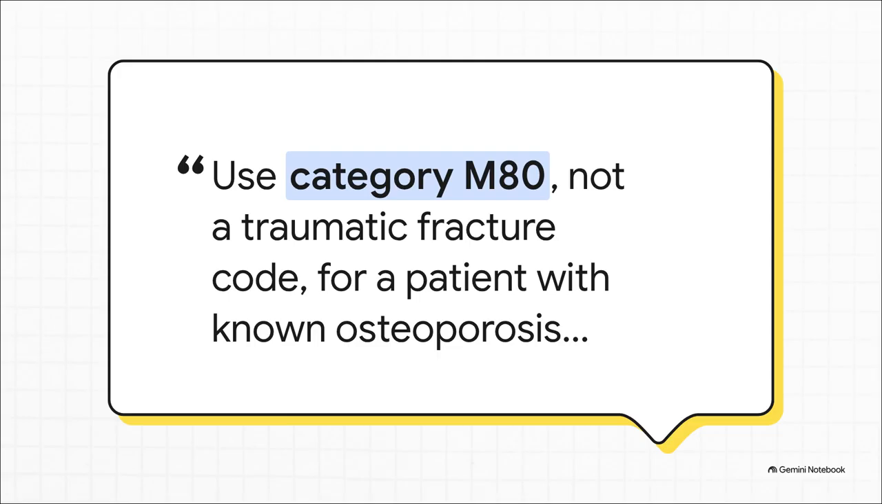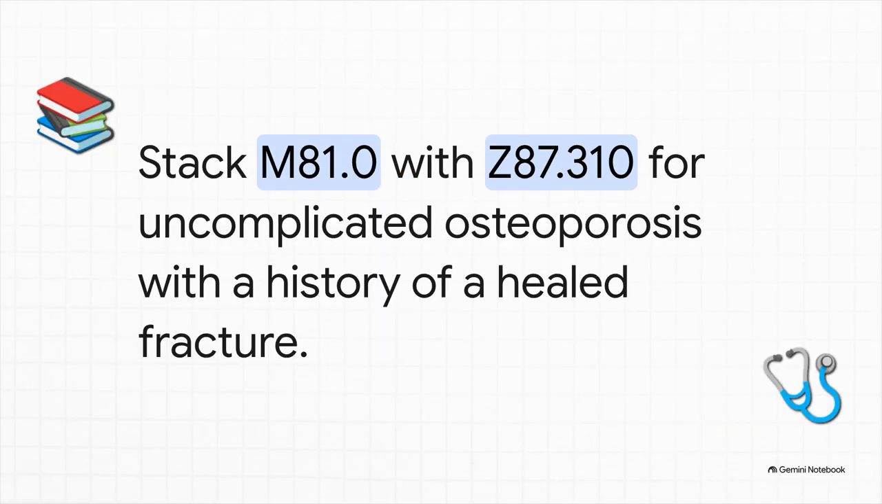Don't go looking for a trauma code. Don't try to blend the two together. The M80 category captures the exact nature of the osteoporotic break precisely as CMS requires. But hey, what if they don't have a current fracture? If your patient has osteoporosis mapped to M81.0, but they have a history of an osteoporotic fracture that is completely healed up, you just stack the M81 code with the Z87.310 history code.